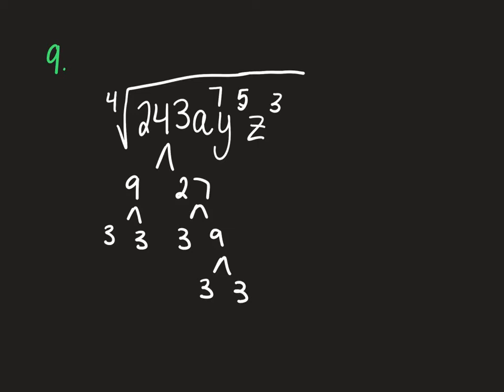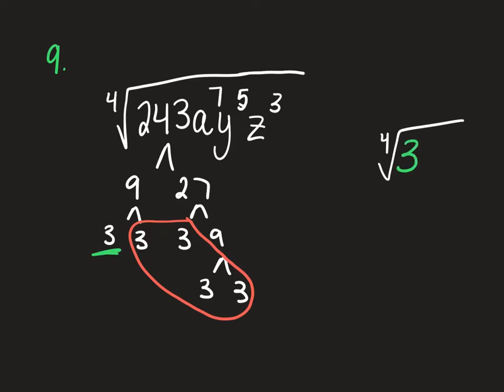Since it's a fourth root, we're going to circle in groups of 4. So we have 4 3's. Remember, we're only worried about the stuff at the very bottom, stuff that's broken down as far as it can go. So we have 4 3's, and we have 1 left over. That means in our fourth root, I've got 1 3 inside and 1 3 outside.